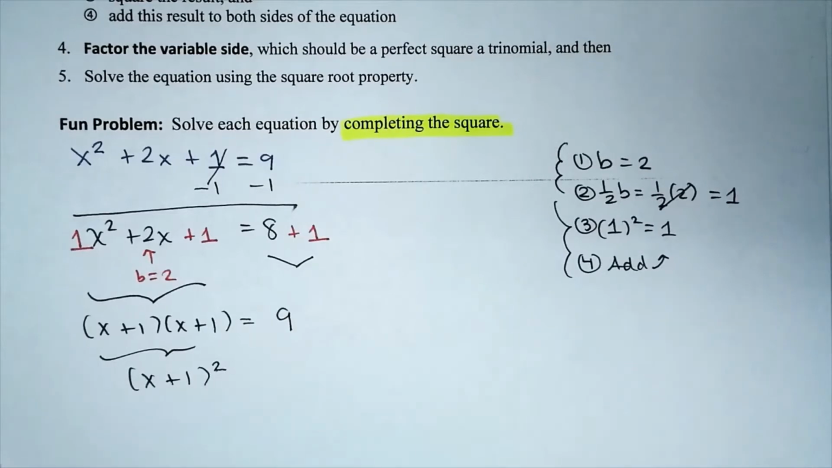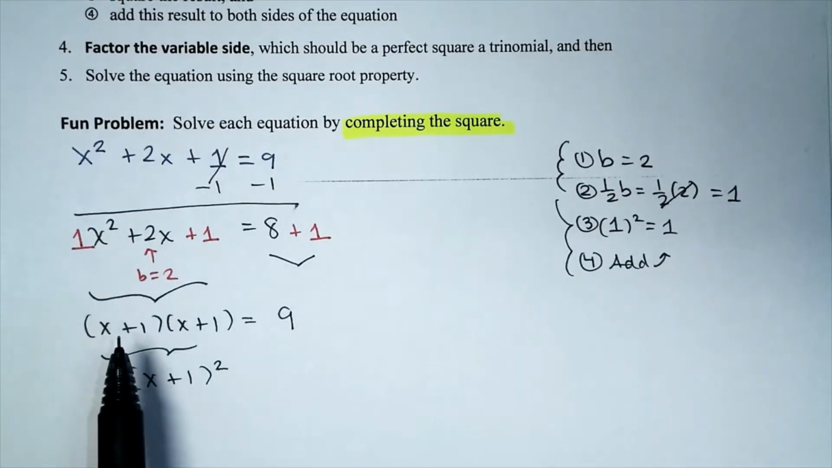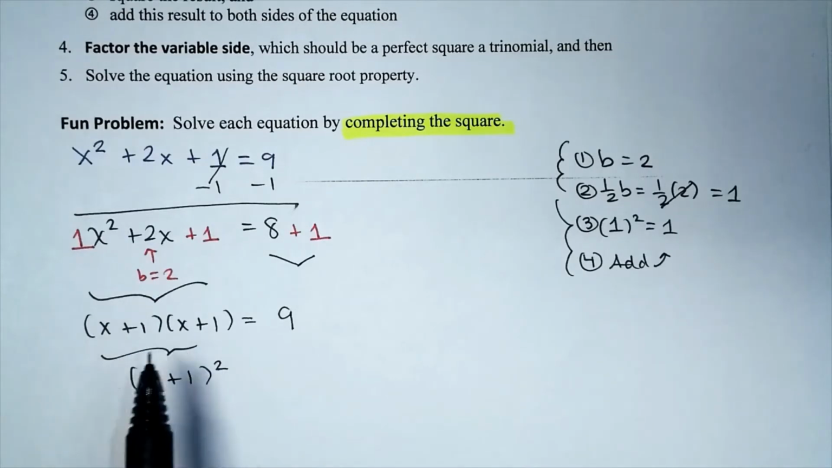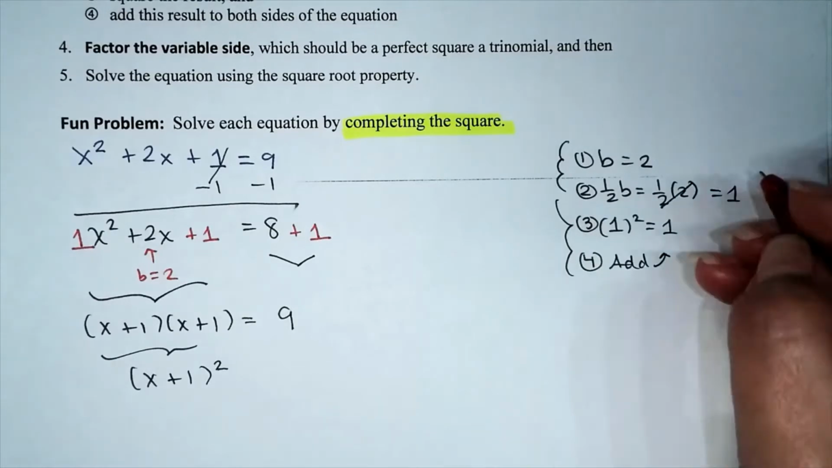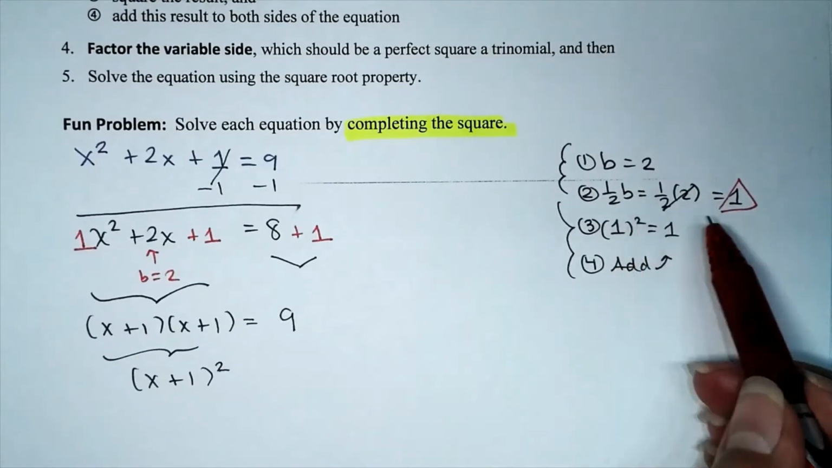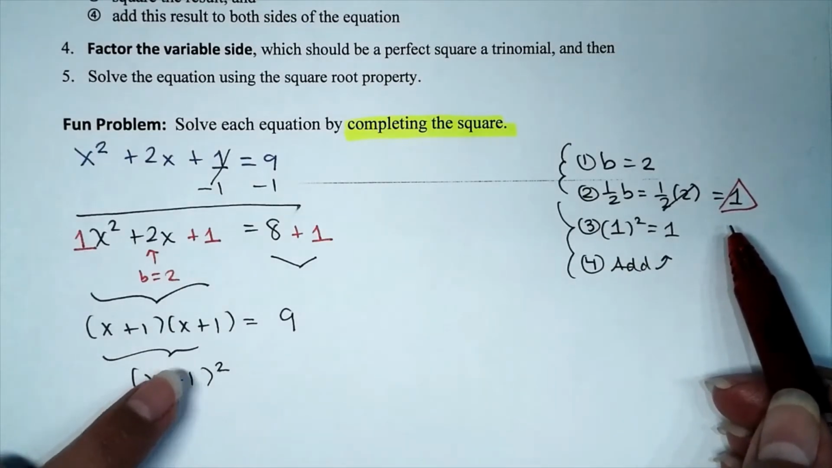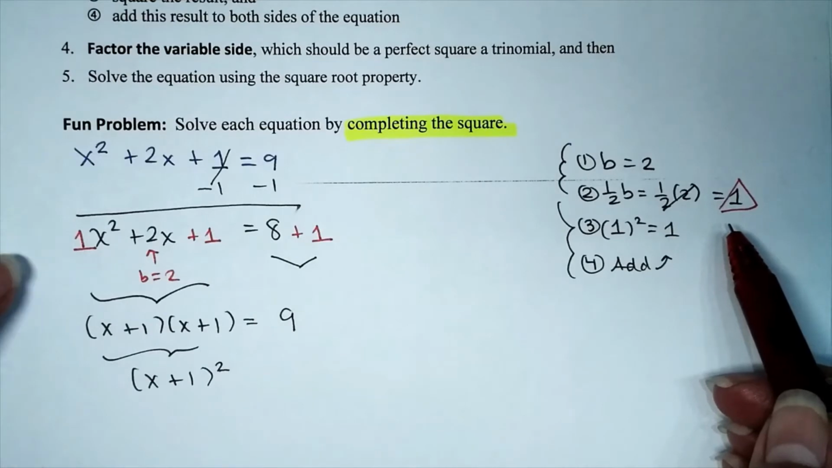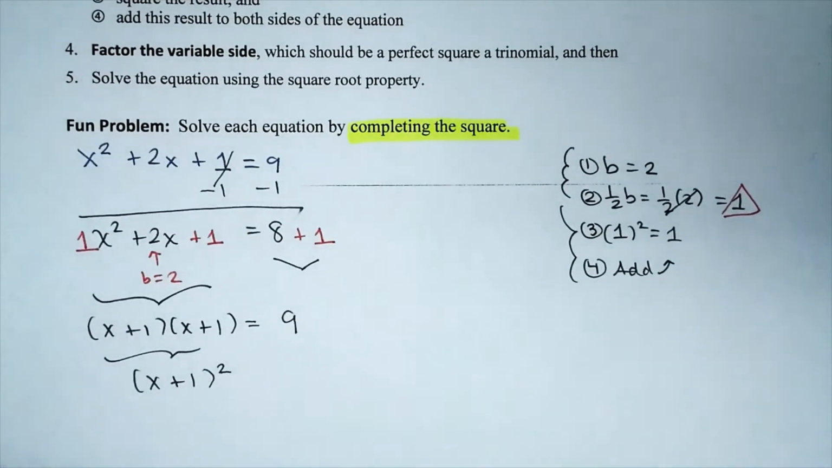Now I'm gonna fill you in on a little secret. Don't tell your teacher, okay? So hopefully the factoring comes to you, and if not, use the secret weapon. Whatever 1/2 times b is, that's what I want you to put in the parentheses. So 1/2 times b is positive 1. That's how we have x plus 1 squared. Okay, but yeah, no one's gonna know whether you genuinely factored or you used your secret weapon. Let's keep going forward. So that should equal 9.